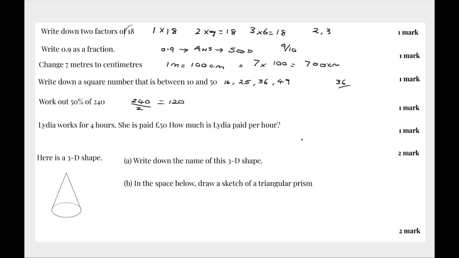Lydia works for 4 hours. She is paid £50. How much is Lydia paid per hour? So as you can see, even though you've got a calculator, there's more work involved. So Lydia works for 4 hours. She's paid £50. How much is Lydia paid per hour? Well, it's £50 divided by 4 equals £12.50.